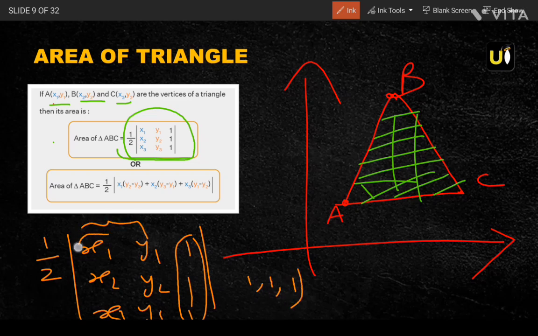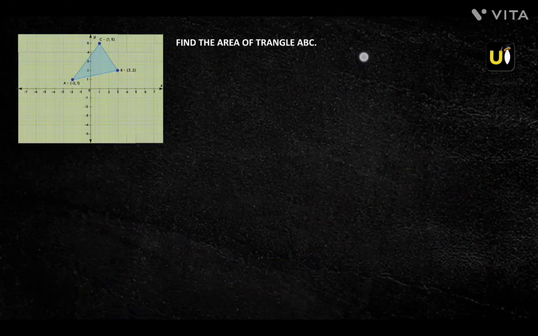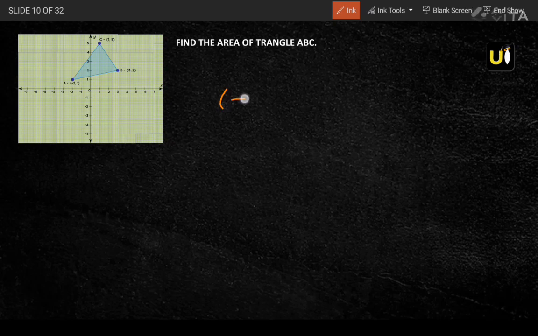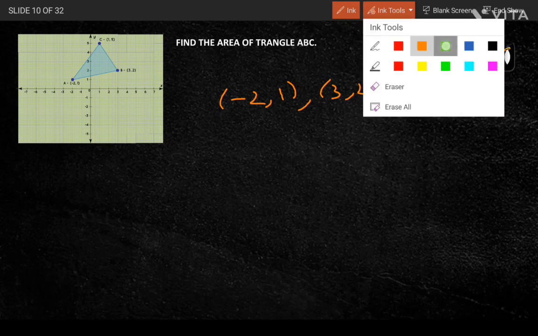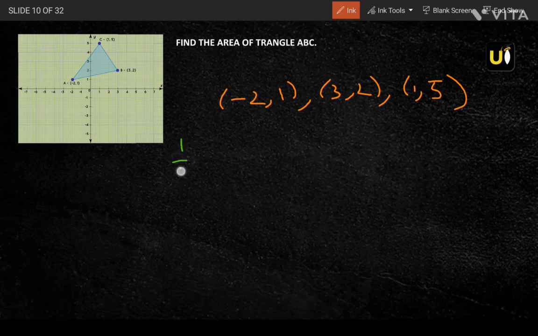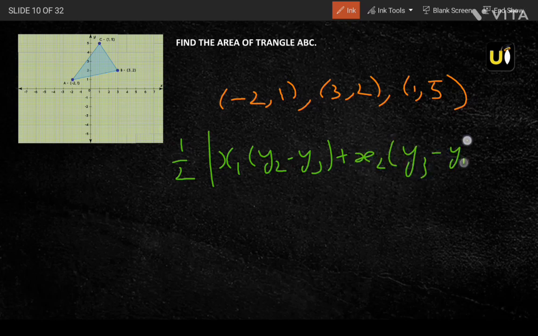These 2 columns represent the x coordinates and the y coordinates of the 3 given points. So after finding the determinant, this is the formula for the area of the triangle: x1 into y2 minus y3 plus x2 into y3 minus y1 plus x3 into y1 minus y2. Now let's look at an example. We are given a triangle of coordinates minus 2, 1, 3, 2 and 1, 5. As we have seen before, what is the formula for area of the triangle? Half into mod x1 into y2 minus y3 plus x2 into y3 minus y1 plus x3 into y1 minus y2.